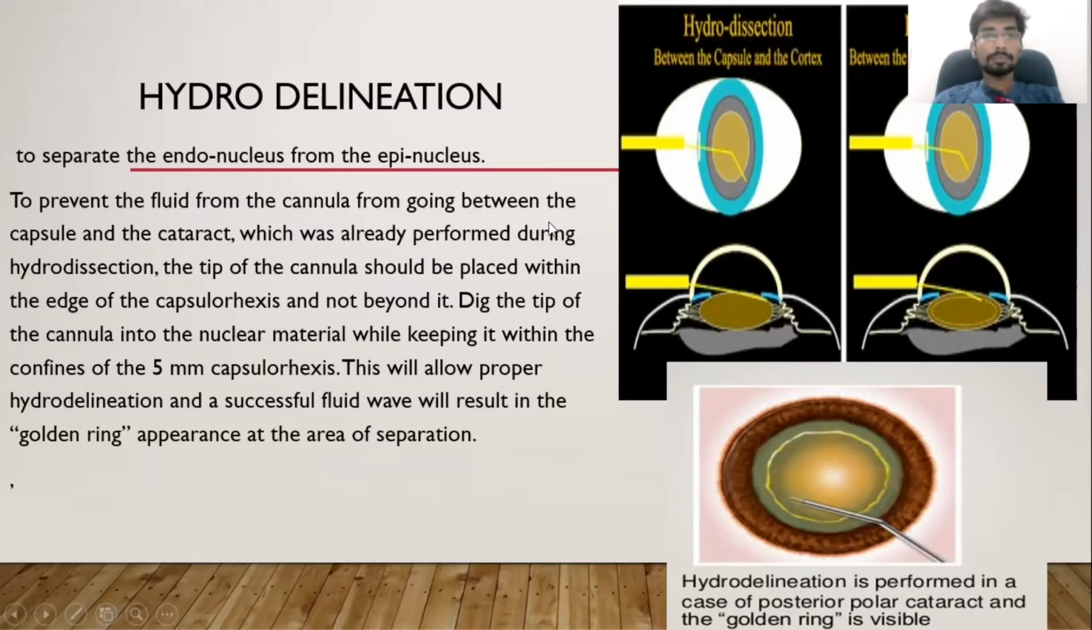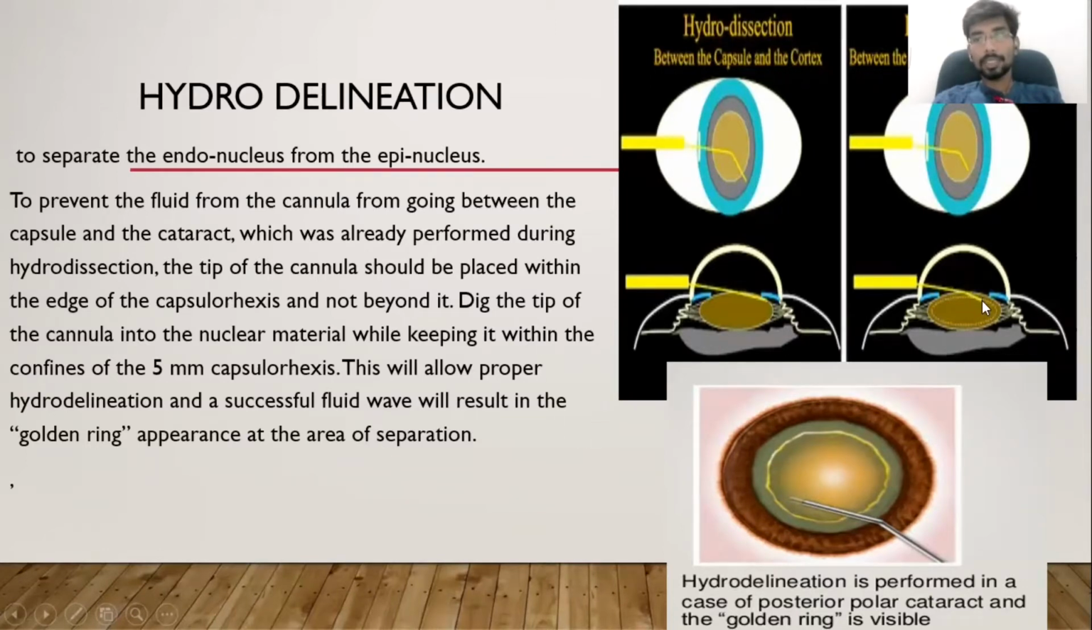So dig the tip of the cannula into the nuclear material while keeping it within the confines of the 5 mm capsulorhexis. This will allow proper hydrodelineation, and a successful fluid wave will result in the golden ring appearance at the area of separation.